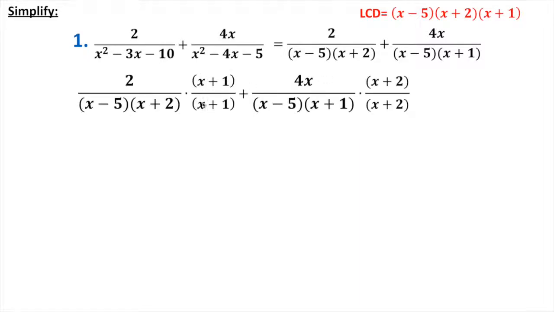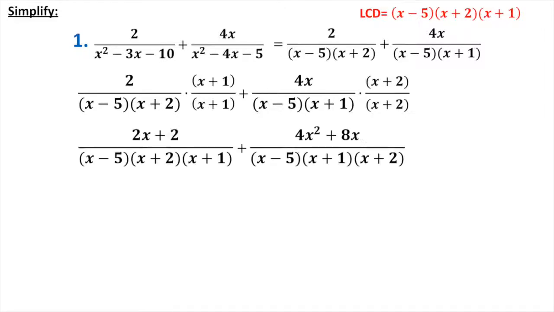So you can see I did that here. Now over here, I've got an x minus 5 and an x plus 1. I seem to be missing my x plus 2. So I'm going to multiply top and bottom by x plus 2. All right, now that we have the same denominators. Now I kind of skipped one step here. This is 2 times this quantity, so 2 times x gives me 2x. 2 times 1 gives me 2. 4x times x gives me 4x squared. And 4x times 2 gives me 8x.